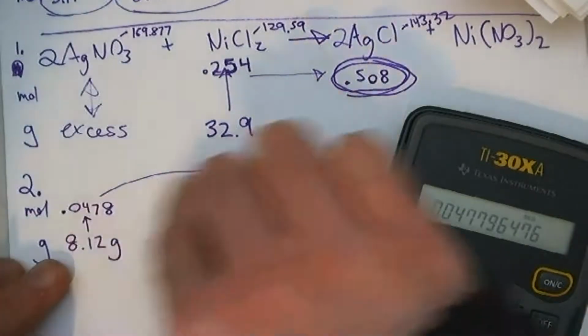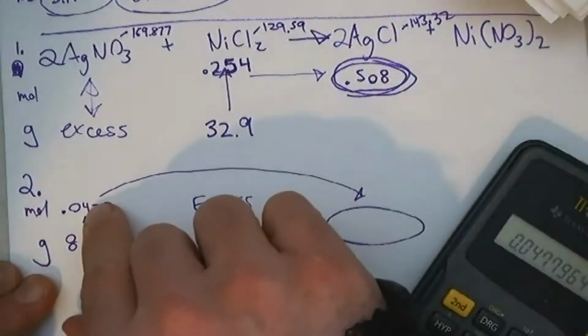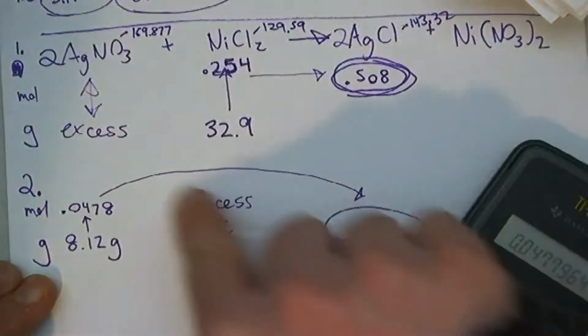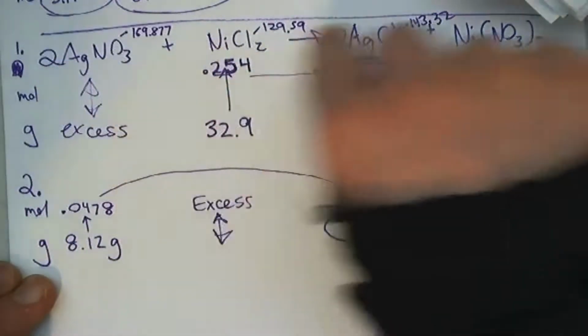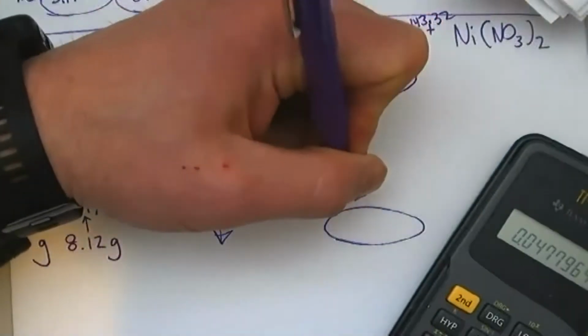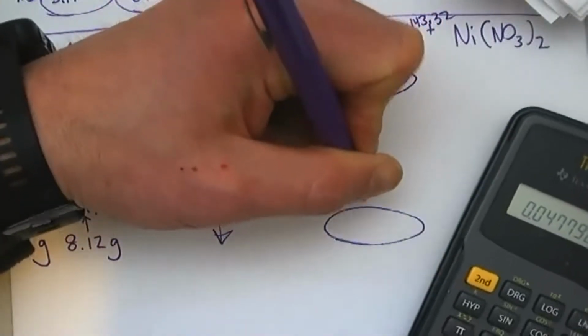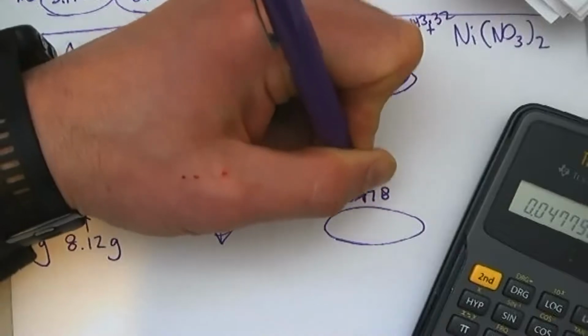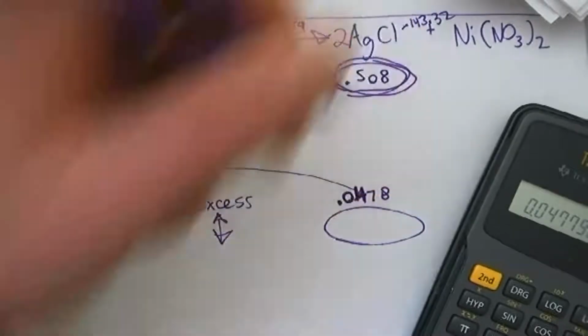How do I go from moles to moles? Well, you divide by the coefficient above, so I divide it by 2. And then I'm going over here, so I multiply by 2. So divide by 2, multiply by 2, so it's the same number. Yay, so 0.0478, that's a 4. So same number as the other side right there.